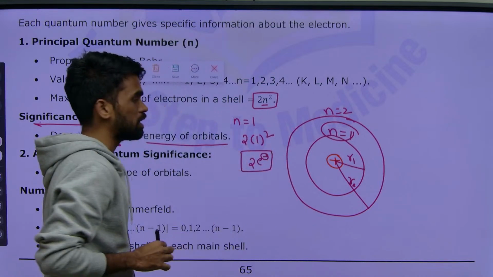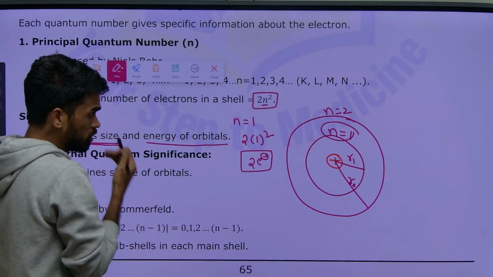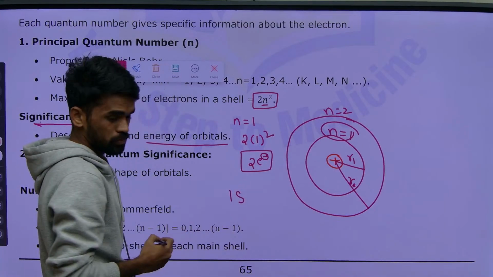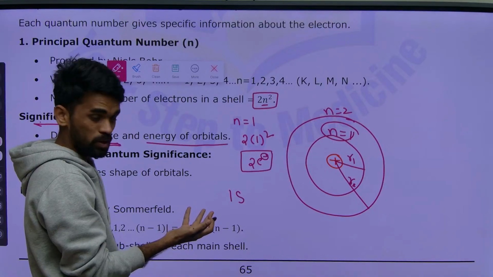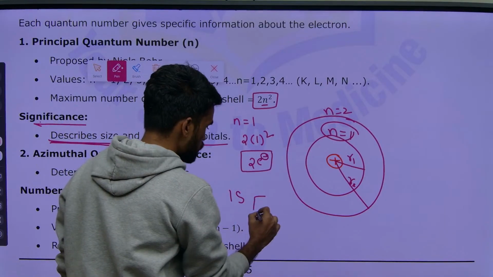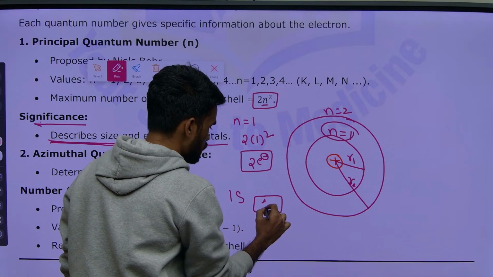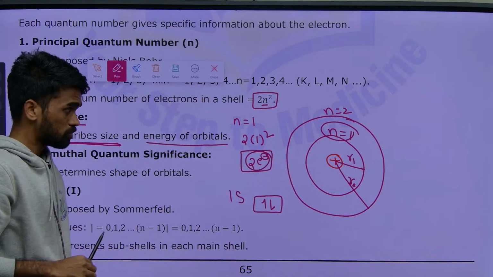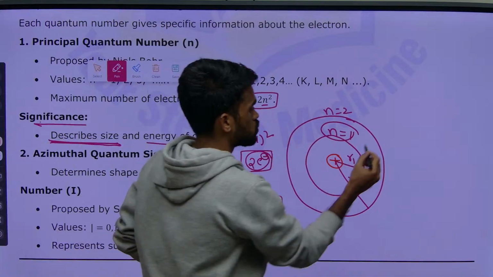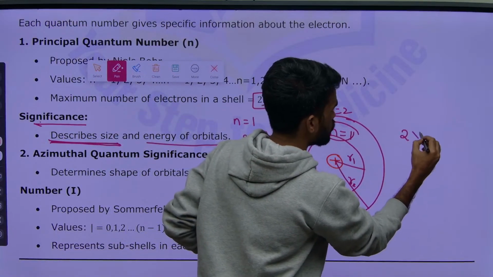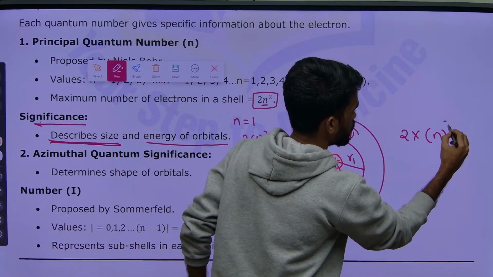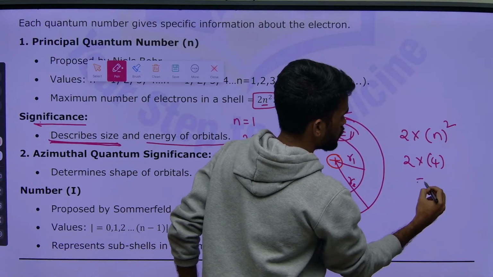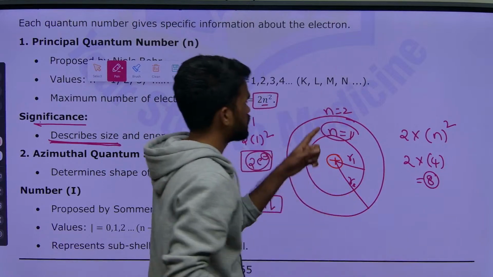So how do you fill the 2 electrons? n equals 1 means we have the 1s orbital. I will tell you how we write this 1s later. One orbital can accommodate only 2 electrons maximum, those are these 2 electrons. If n equals 2, then you write 2 into 2 square, which is 2 into 4. So you get 8 electrons you can fill in this shell.